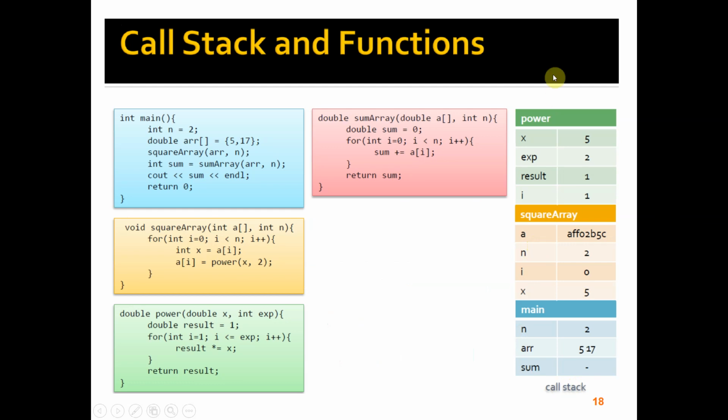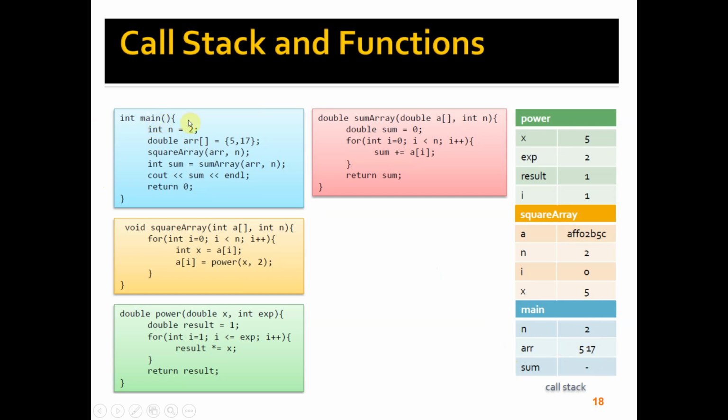So this is an example of a call stack. Each of these is the stack frame associated with these functions. I only have one snapshot of this call stack, but you can see that each function would have its own local variables. For example, the main function would have n, array, and sum. That's here.